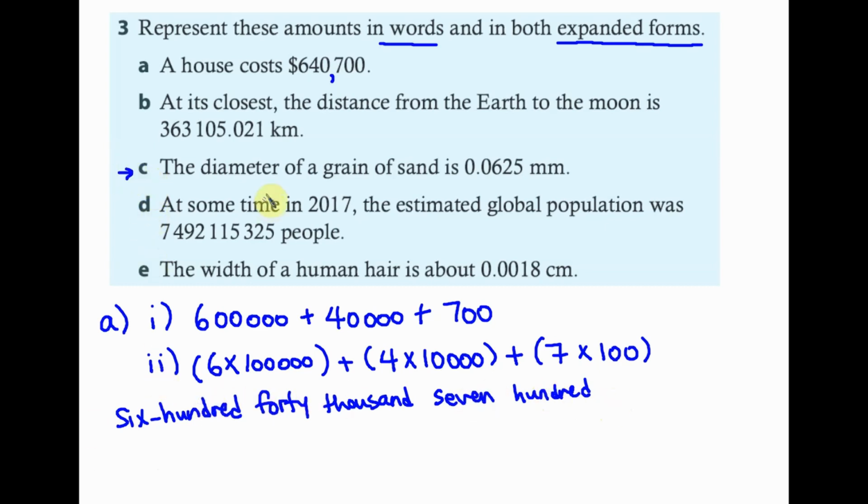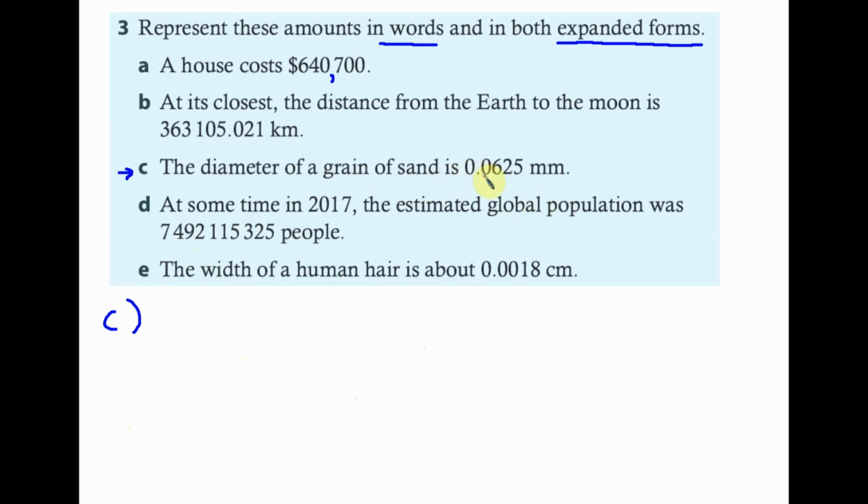Part C. The diameter of a grain of sand is 0.0625 millimeters. First, let's see if we can write in expanded form. So this also has two ways. Like I said, whichever you prefer, this is fine. I'm just gonna show you both ways.